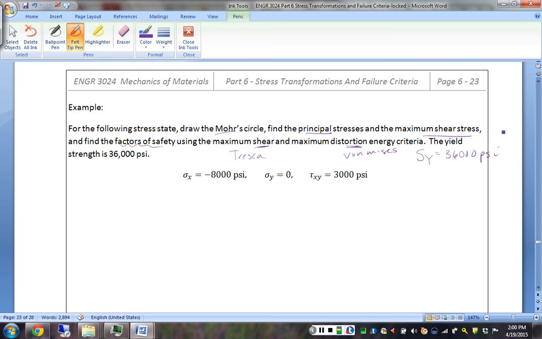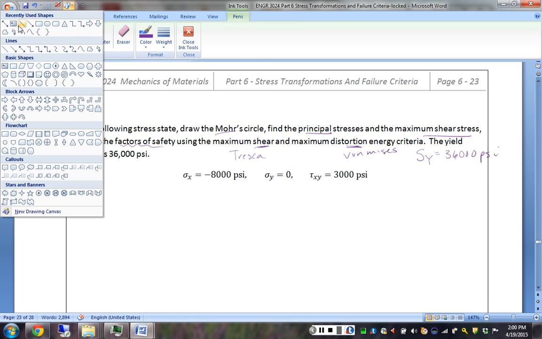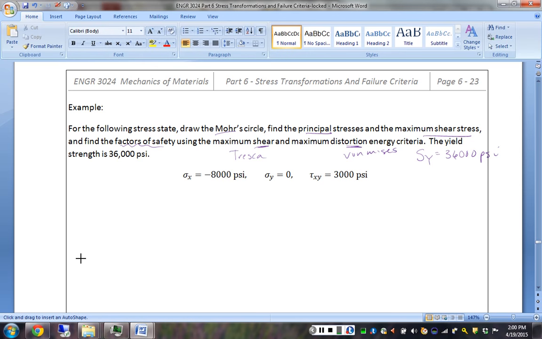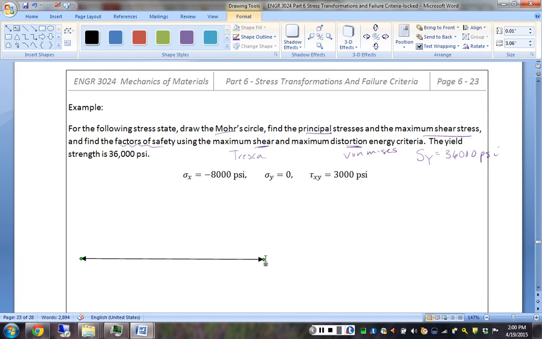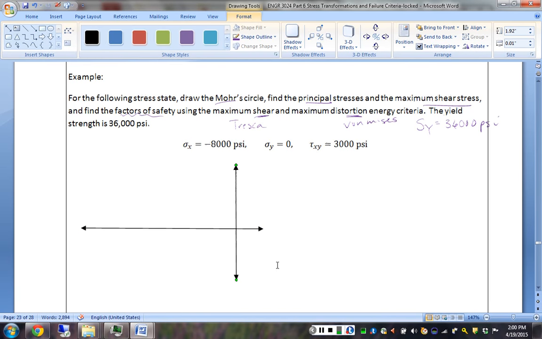So our step one is drawing Mohr's circle. We start that with axes. We know that our sigma x is negative, so we should probably skew our axes with the origin to the right. Sigma y is 0.